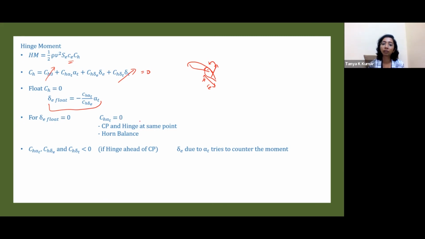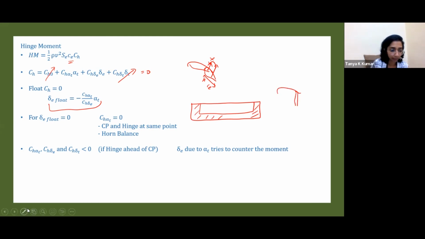One way is to have the center of inertia of the elevator located at the hinge. So then this moment will not be there because this lift will be acting at the hinge. That is one way. The other way is to have horn balance. What was horn balance? So if this is your vertical tail, this entire thing is your elevator. So when you deflect the elevator down, sorry about that.